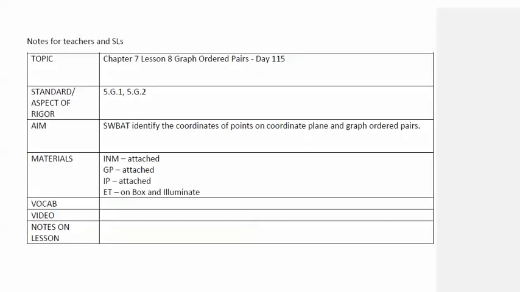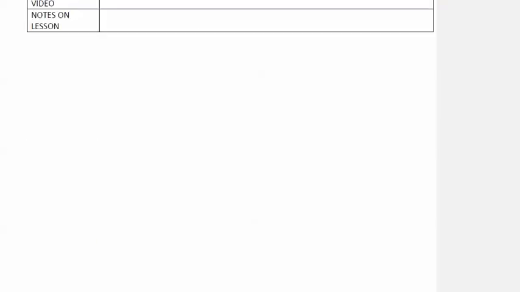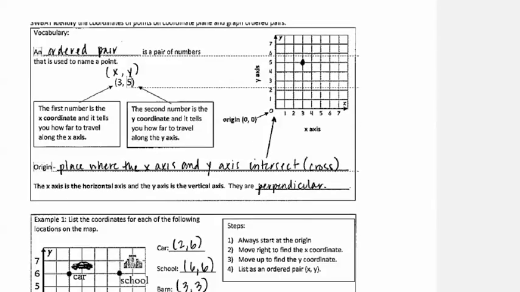This is day 115. This is our day on graphing ordered pairs. So yesterday we learned how to move both vertically and horizontally on a grid. Today we're actually going to be assigning those points with coordinates. So we're going to start with some vocab.